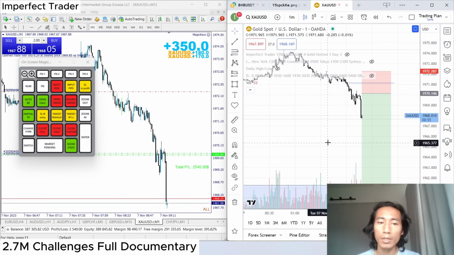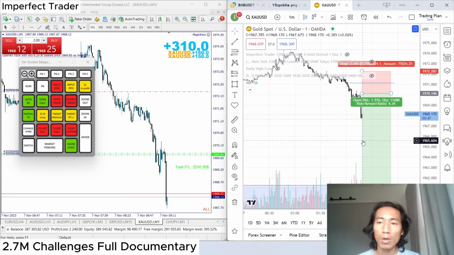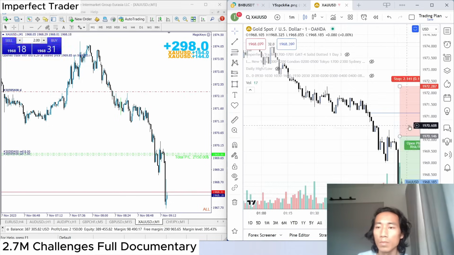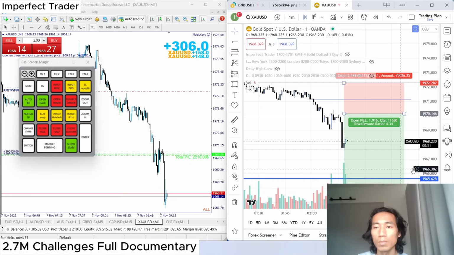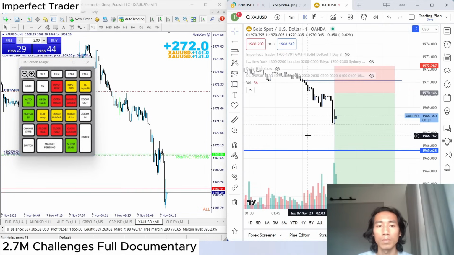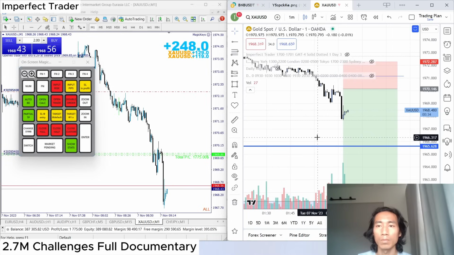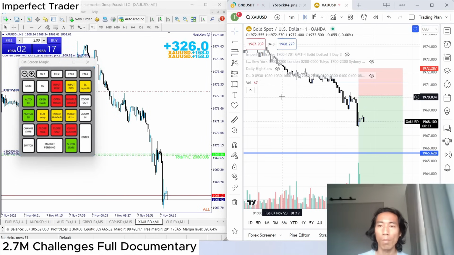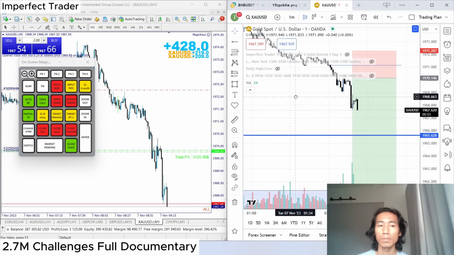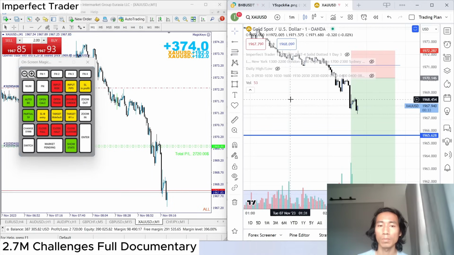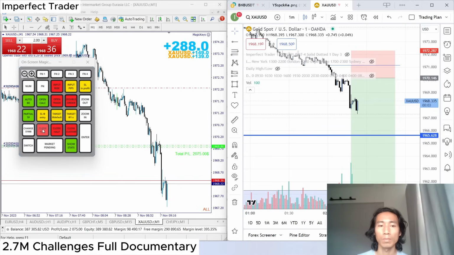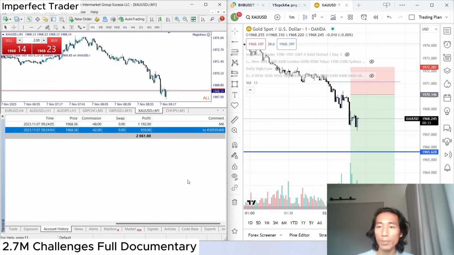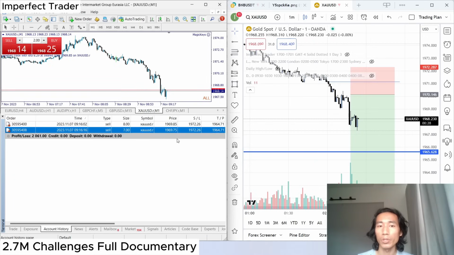You can see the price and the volatility is crazy. This is on a 1 minute chart. We have the stop loss in advance. So I just closed the trade. We are up around 0.5%. Let's see if we can have another opportunity.